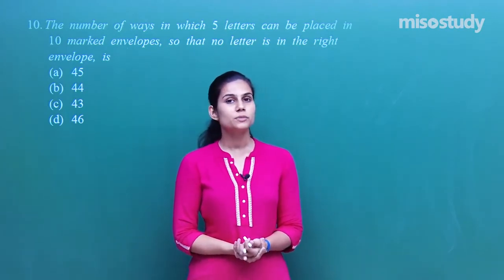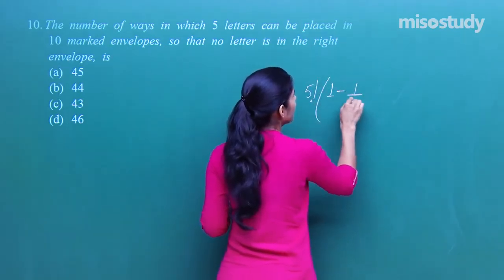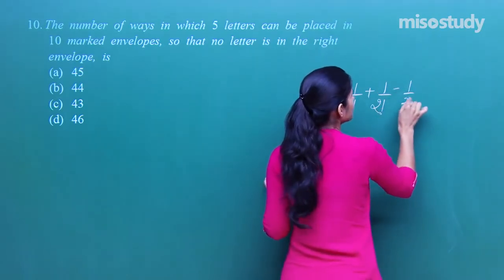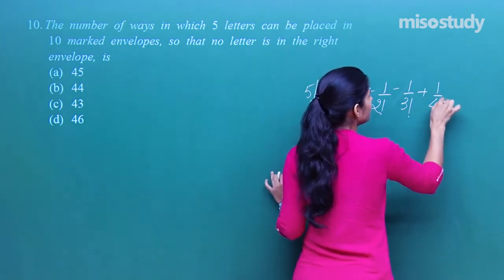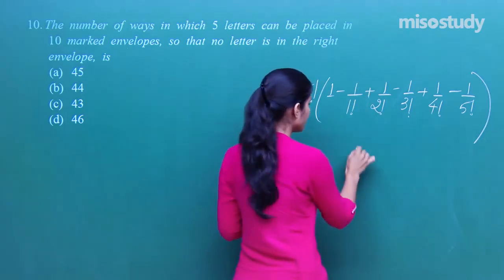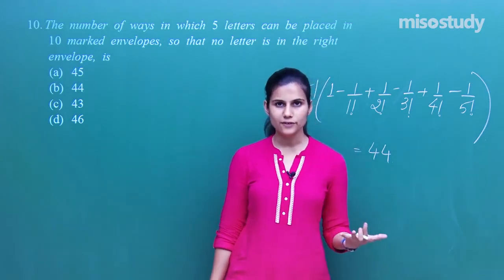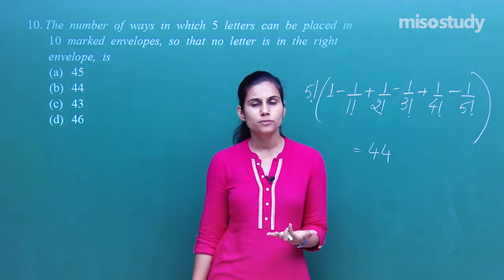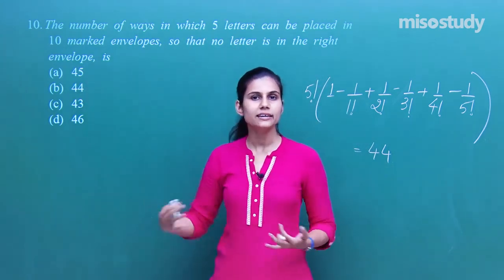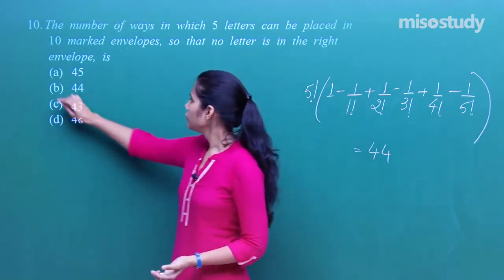What are the number of de-arrangements of the 5 objects? It is 5 factorial into 1 minus 1 by 1 factorial plus 1 by 2 factorial minus 1 by 3 factorial plus 1 by 4 factorial minus 1 by 5 factorial. And this number comes out to be 44. So 44 is the total number of ways in which you can de-arrange 5 objects. And that is what is being asked in the question, because you don't want to arrange these 5 letters correctly, so you want to de-arrange them. So the concept of de-arrangements comes into the picture, and that is your answer, that is 44.